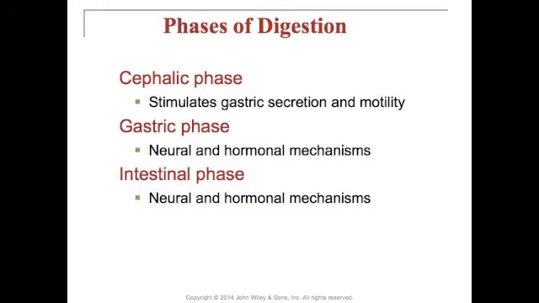The intestinal phase of digestion begins once food enters the small intestine. In contrast to reflexes initiated during the cephalic and gastric phases, which stimulate the stomach secretory activity and motility, those occurring in the intestinal phase have inhibitory effects that slow the exit of chyme from the stomach. This prevents the duodenum from being overloaded with more chyme than it can handle.